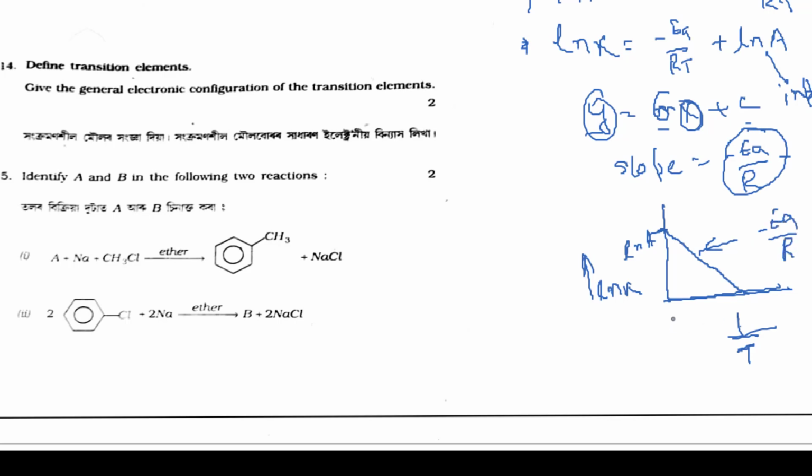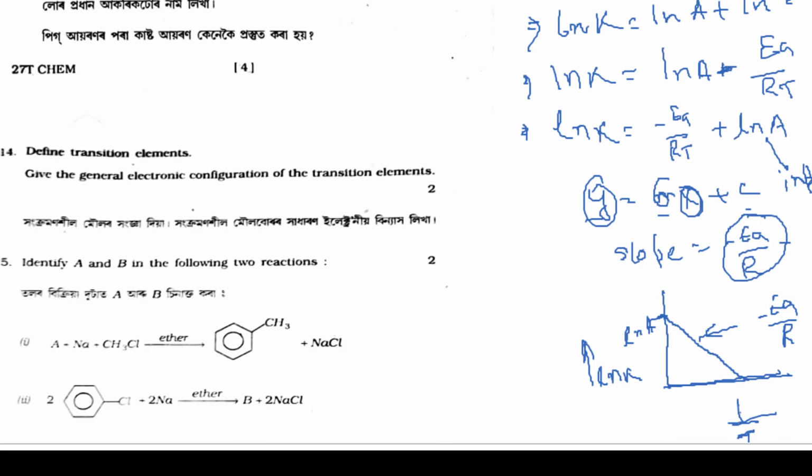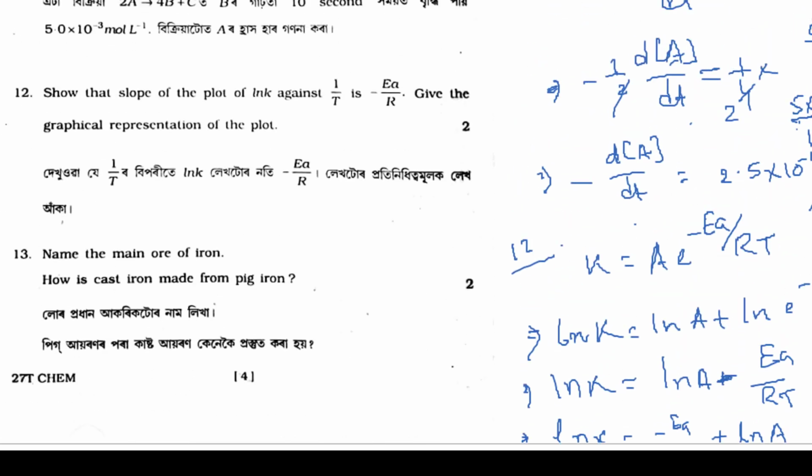Okay, if you know the concept of graphs, how we can draw a graph when we know the slope and the intercept, then we can easily draw the graph. So the graph is very easy for us. So this is the intercept, this is the y axis, this is the x axis, this is the slope. I have simply drawn it here. Okay, so this is what we did for question number 12.